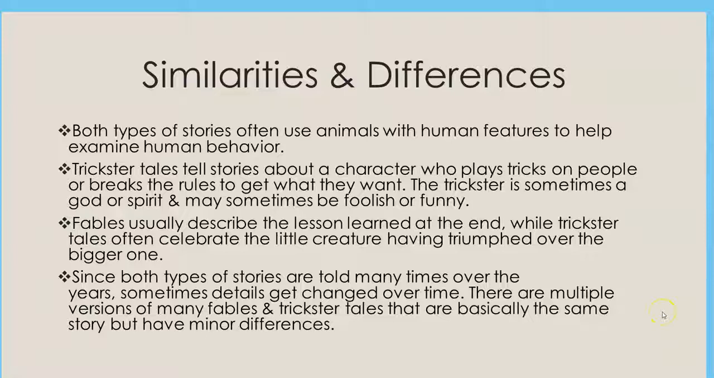Now both types of stories often use animals with human features to help examine human behavior. Trickster tales tell stories about a character who plays tricks on people or breaks the rules to get what they want. The trickster is sometimes a god or spirit and may sometimes be foolish or funny. Fables usually describe the lesson learned at the end, while trickster tales often celebrate the little creature having triumphed over the bigger one at the end of the story.